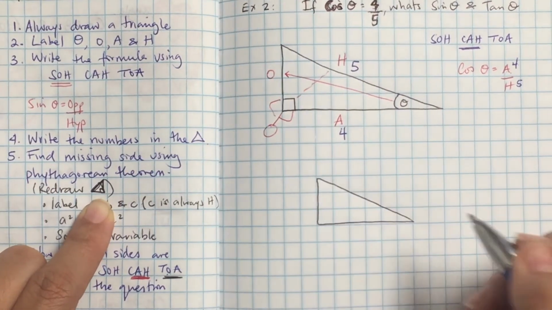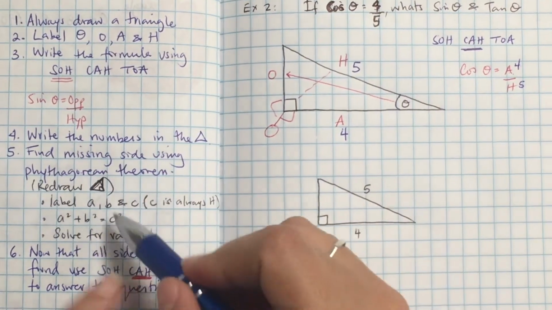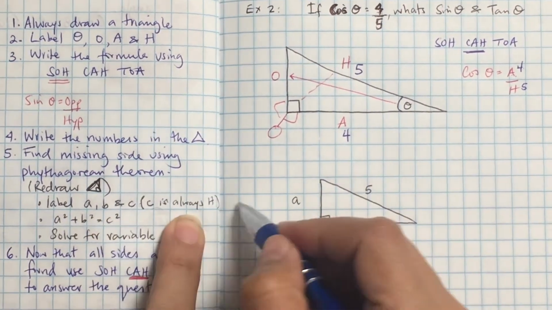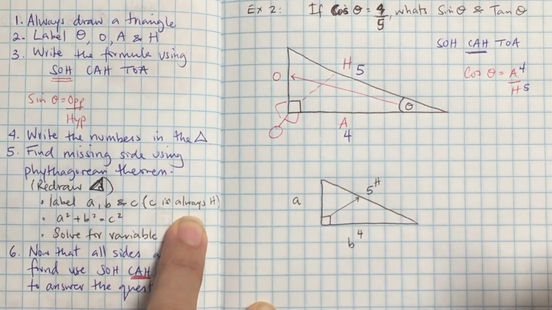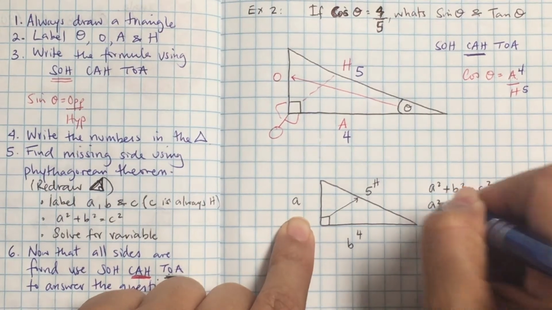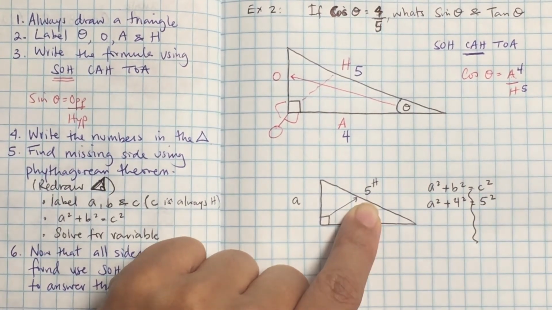So I'm going to redraw it again so I don't confuse myself. And Pythagorean Theorem is A, B, C, and C is always across from my P man, or is H. So as long as that's C, A and B doesn't matter. And then what's Pythagorean Theorem? A squared plus B squared equals C squared. So A squared plus B squared, which is 4 squared, equals C squared, which is 5 squared.